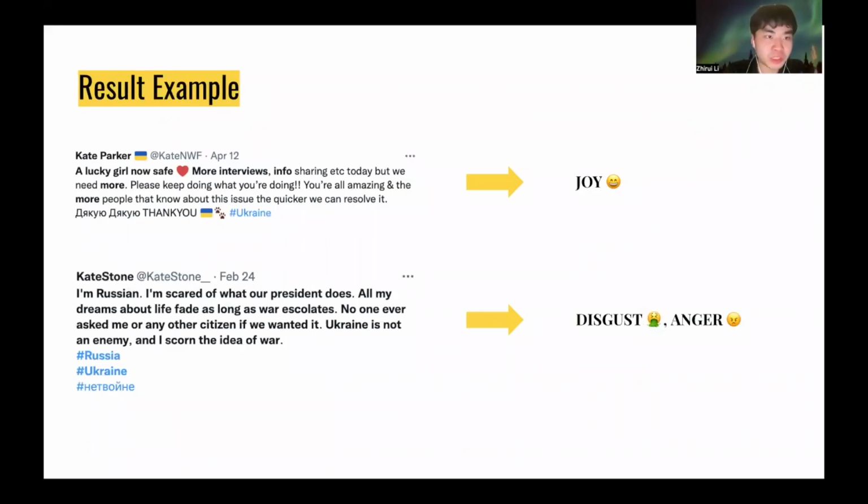Now we will visualize some results of our bidirectional LSTM model. For the first tweet, we can see that our model says that it exhibits sentiments such as joy. And for the second tweet, our model predicts it has sentiments such as disgust and anger. And we can see that those predictions match our expectations for those tweets.